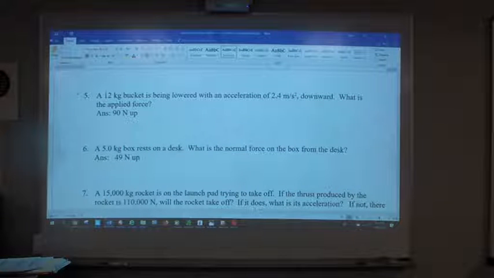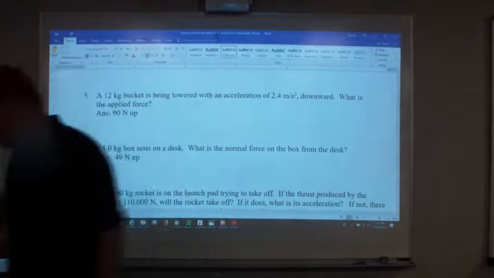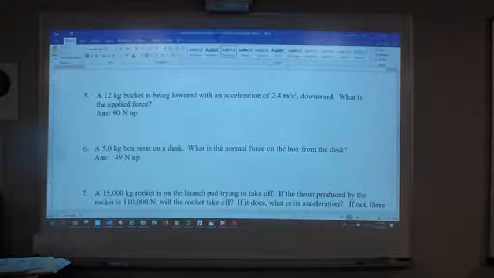So here I have a box lying on the desk. I want to know what the normal force is on that box. All right, let's do that. Here we go. Let's do the free body diagram. The normal force is up. I'm sorry, normal force. There is no applied force here. And mg is down. That's your free body.